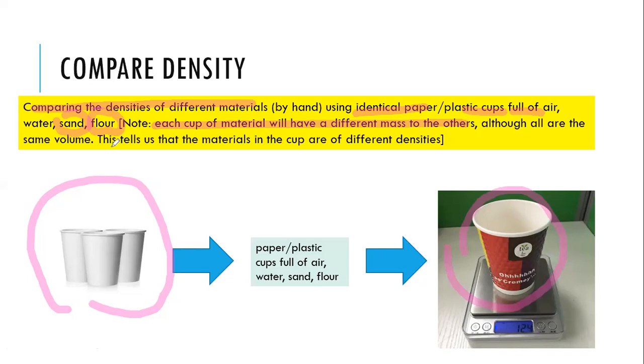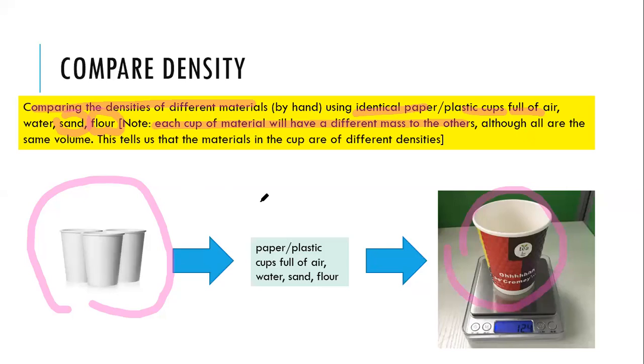The one with higher mass, what we are expecting is sand. Sand is going to have more mass, a higher number on the scale, which means that sand has the highest density. After that, flour has the second highest density, but this is what we are expecting.